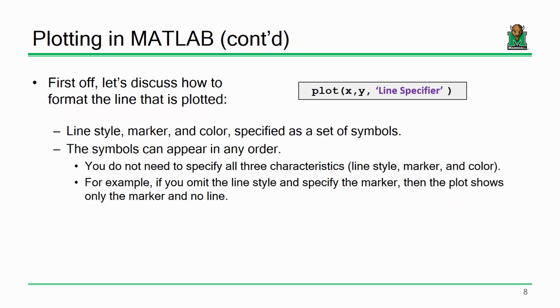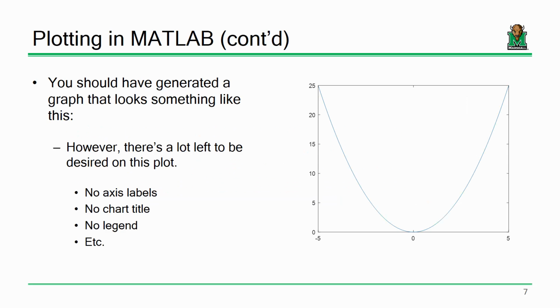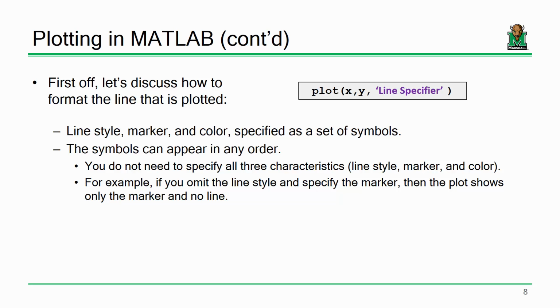Now the first way that we can change that up is to use what's called a line specifier. All that does is it changes the way that this line looks. Notice how this line is blue, and it's a solid line, right? Well, we can change that pretty easily through a line specifier. We can make it a dashed line. We can make it a green line. We can put markers on it and what have you. And that's pretty easy to do if you understand the syntax. So this is something everybody's going to want to pay attention to.